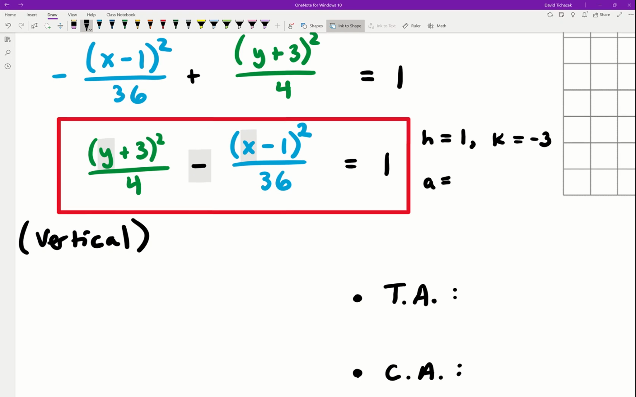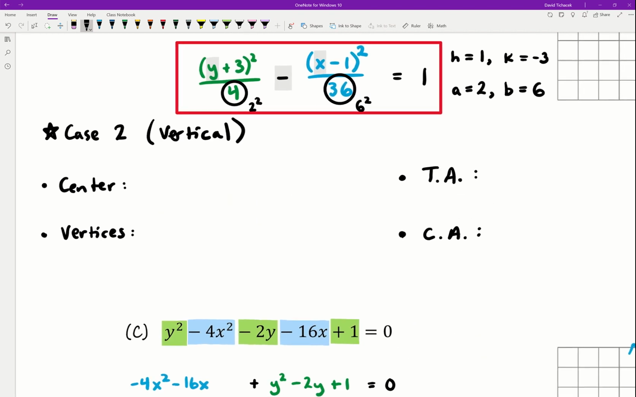Playing the role of a here, remember that that is going to be whatever number you square to get these numbers on the bottom here. So playing the role of a, since 4 is just simply 2 squared, that is simply going to be 2. And then 36, that is simply just going to be 6 squared. And so playing the role of b is going to be 6 here for us. Okay, and then just going through and applying all the different formulas from up above in case 2. For the center, of course, that's going to be the point with coordinates (h, k). So we said that h was 1 and k was -3. So we're going to have a center at the point with coordinates (1, -3).